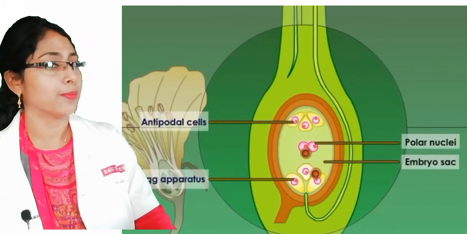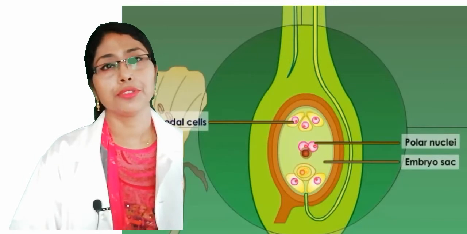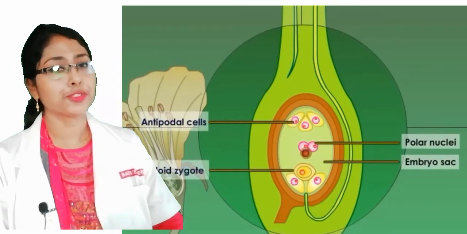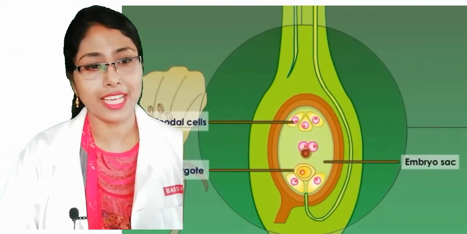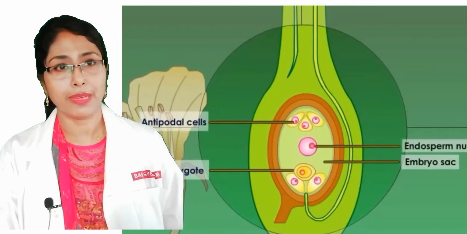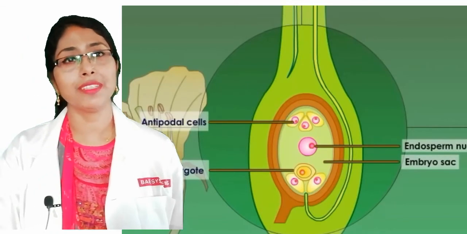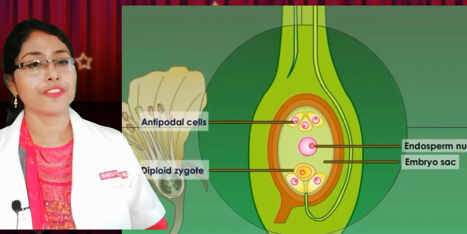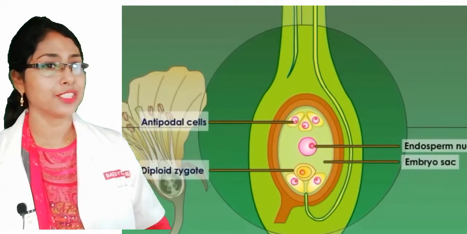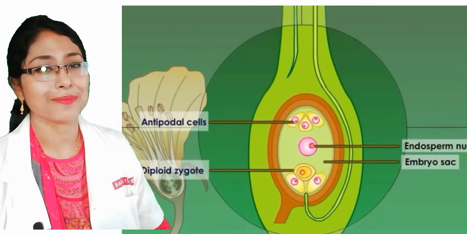The tip of the pollen tube ruptures to liberate the two gametes near the egg cell. The first gamete fuses with the egg to form a diploid zygote. This process is called fertilization. The second male gamete fuses with the two polar nuclei to form the endosperm nucleus. The fusion of three nuclei is called triple fusion. The process of fertilization and triple fusion together is called double fertilization.